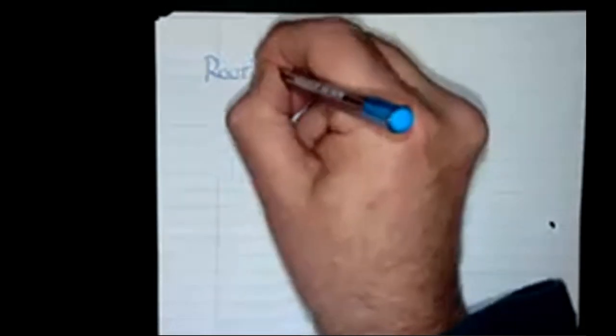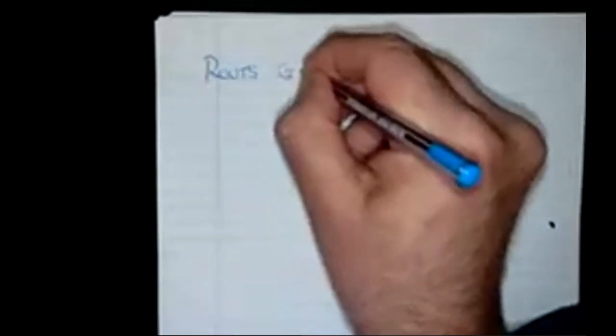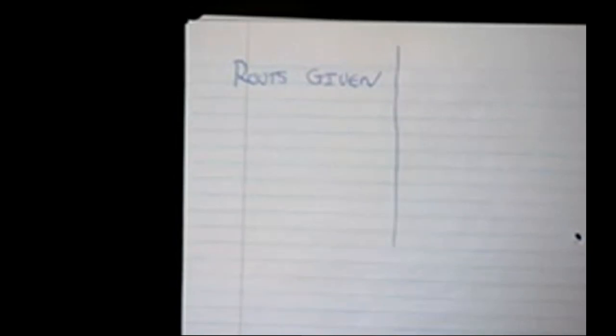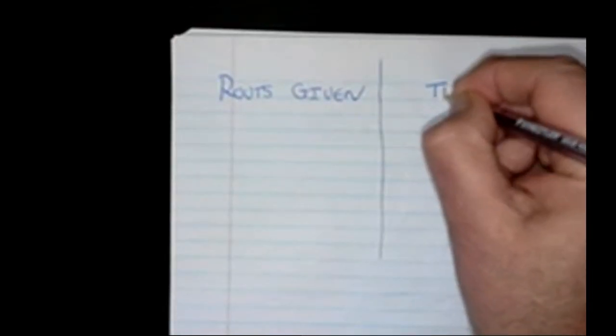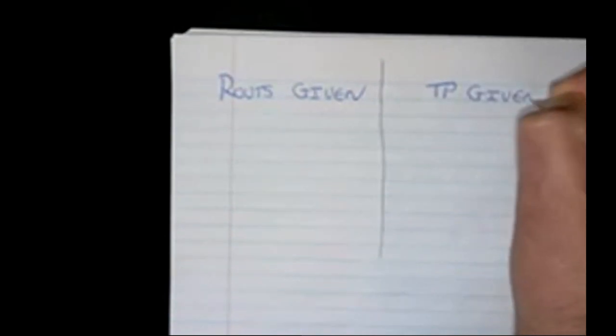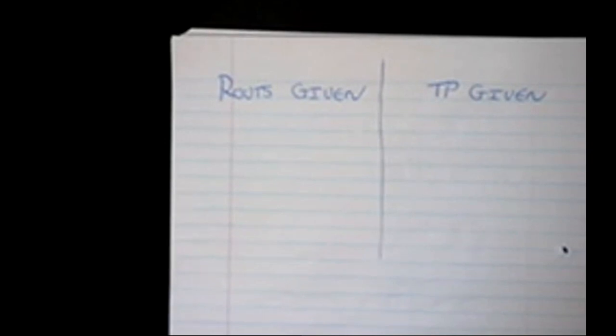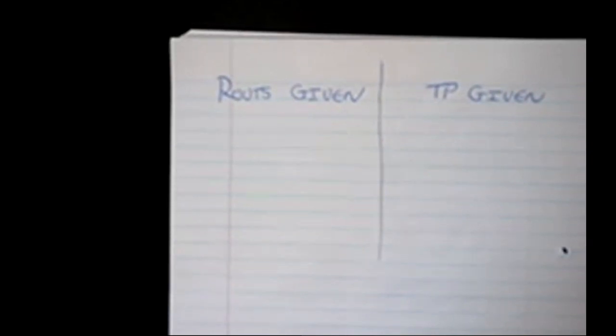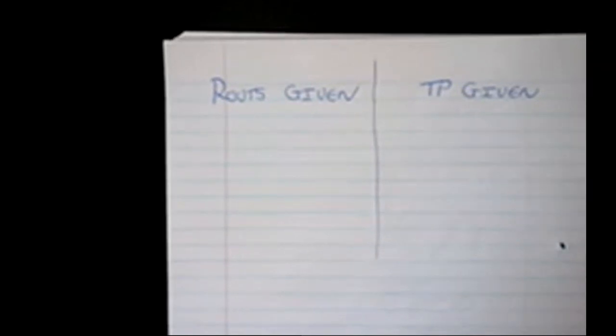Now, there are two cases. There are two cases. One is when the roots are given. The roots, what are roots again? The x values. The roots given, I will take my hand out of the way in a moment. When the roots are given. And the other one is when the turning point is given. When the roots are given and when the turning point is given. So I hope you guys are writing this down. I know you did this in grade 11, but you need to be able to do it again this year.